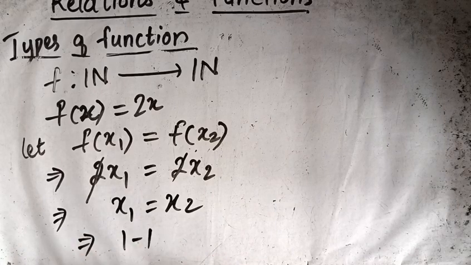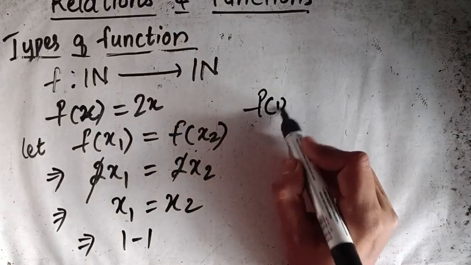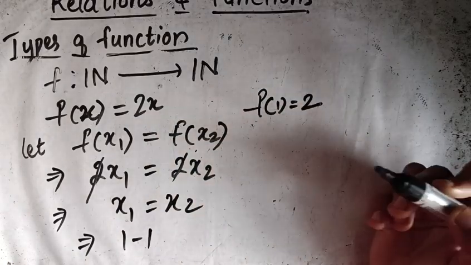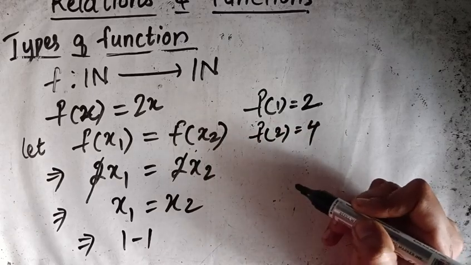Okay, this you can show in general also, that is by taking one element. So if you take, suppose, 1, f of 1 is your 2, right? f of 2 is 4, like this.